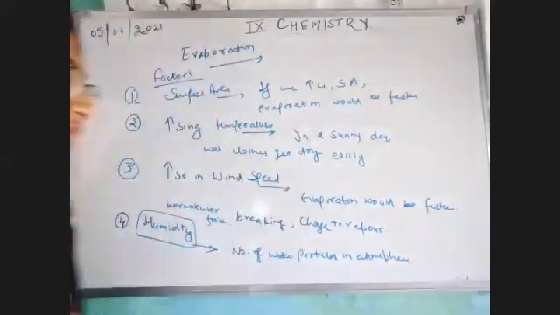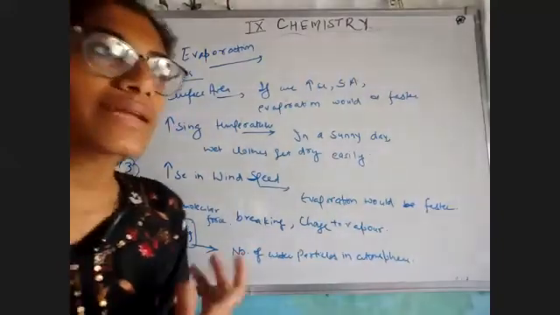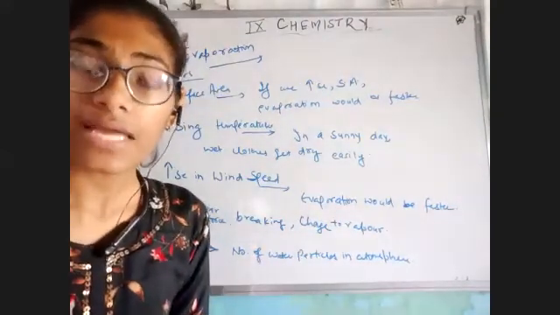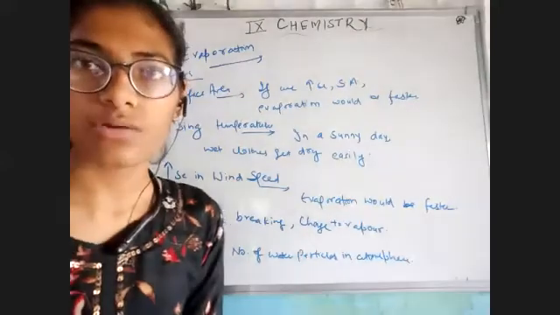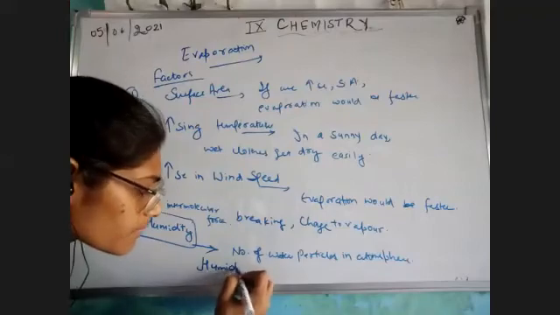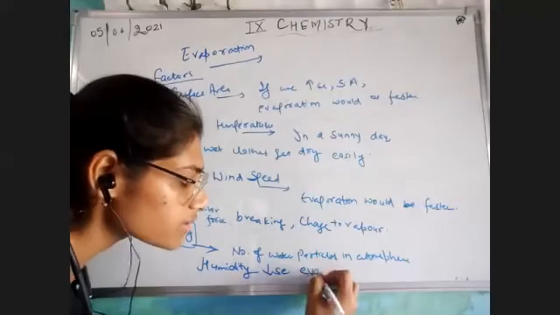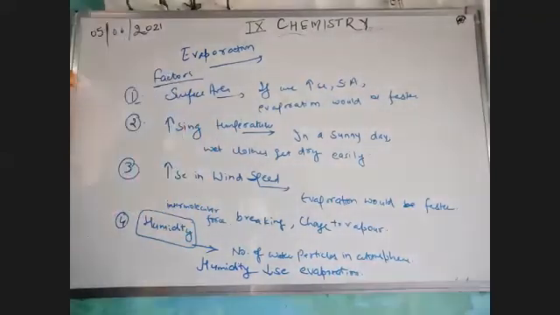So what would happen if there is already a number of water particles in the atmosphere? There is not so much heat, because water is something which is cooling the atmosphere. Would the evaporation be higher? Definitely no. So humidity decreases evaporation. This is the only factor which decreases the evaporation as compared to the others.